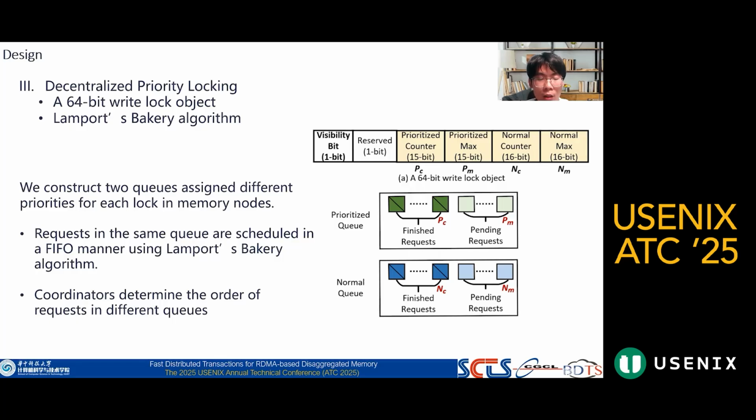Specifically, a pair of counter and max can represent a queue. Counter refers to the current request number, and max refers to the total request number.